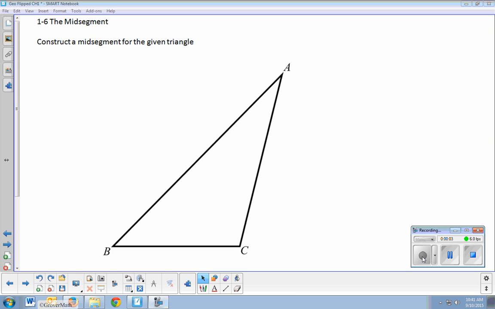Geometry, Unit 1, Section 6, the mid-segment. Construct a mid-segment. What is a mid-segment?